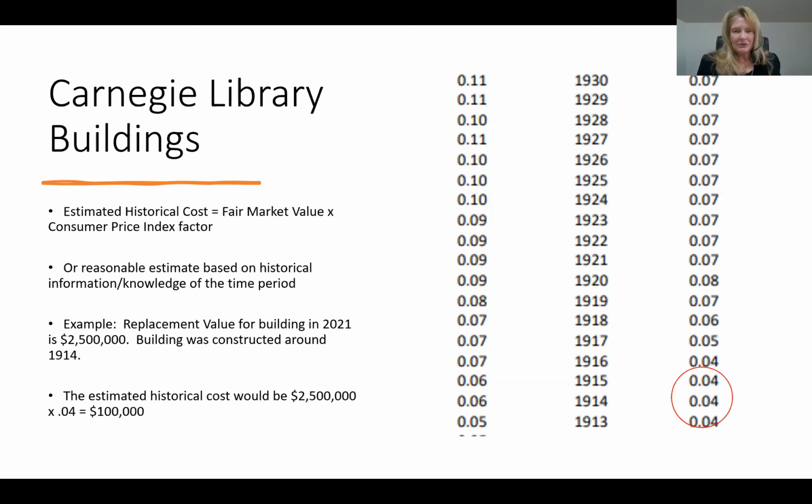Now you can notice here on this table, sometimes you don't have to have the exact year. For example, if you go from 1916 down to 1913, it's 0.04. There's a long period of time from like 1921 to 1930 where it's 0.07. So really just estimating that time frame would be all right as well.